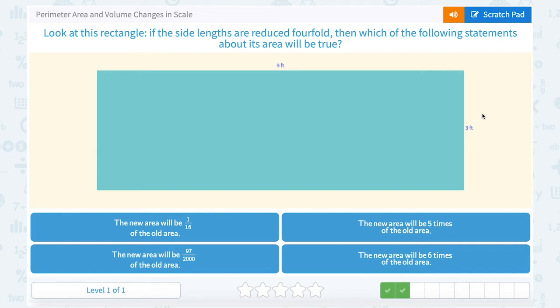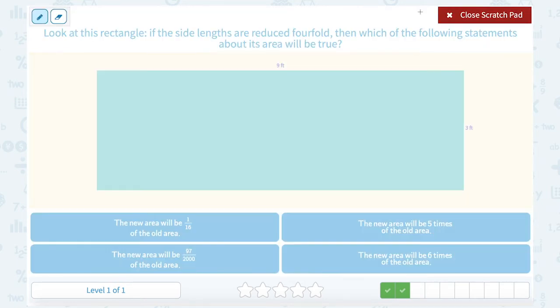Look at this rectangle. If the side lengths are reduced fourfold, then which of the following statements about the area will be true? Okay, so without doing the exact numbers this time, let's just take a look at our formula. The original, we're talking about the area of a rectangle. So the original rectangle would have the formula area is equal to, let's call one side the base and 1 times the height. And of course, they did give us side lengths, but without even using those for just a moment.